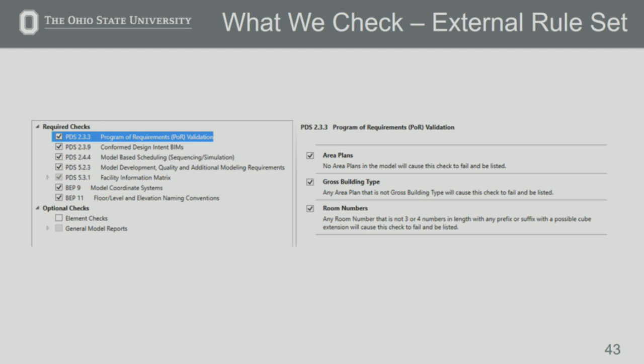So the first thing is we don't want any area plans in there. We want to make sure that the area plan is actually of a gross building type, which is similar to what we have internally. And we also go back to this room number issue. Do you have all valid room numbers in there?